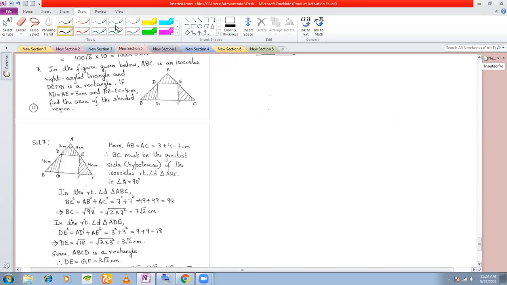Let us now see the next question. Let us draw the figure here clearly. This is a right angle triangle. It is given to you, although it is not marked in the figure, but it is given to you if you read the question.